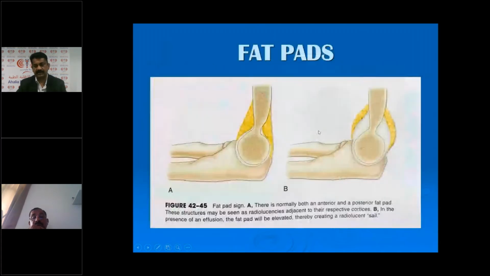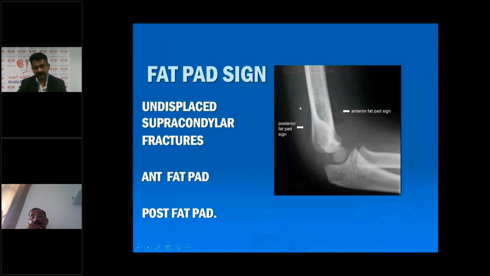So what are fat pads? Fat pads are normally present in the elbow. You can see normally like that. So when there is a big effusion, it gets elevated and it acts like a radiolucent sail. As you can see here, the anterior fat pad and the posterior fat pad. So it indicates that there is a fracture and one has to treat it as a type 1 supracondylar.